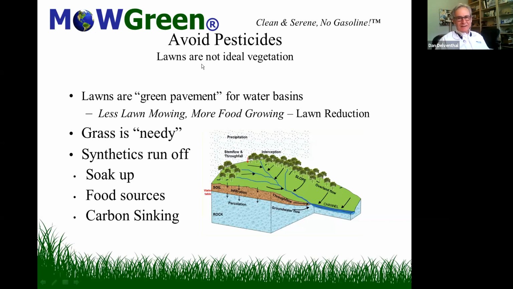So lawns are not ideal vegetation. Lawns are kind of bad for the environment. The Norwalk River Wetlands program teaches parents that when they bring their 10-year-olds on tours here in Fairfield. Beautiful program. And they talk about water basin management. So water basin managers refer to lawns as green pavement. Well, what's that about? Well, the notion is that you get runoff. The water doesn't soak in.